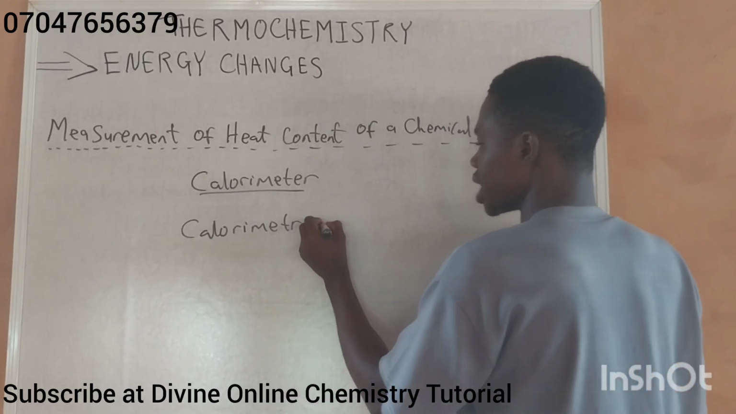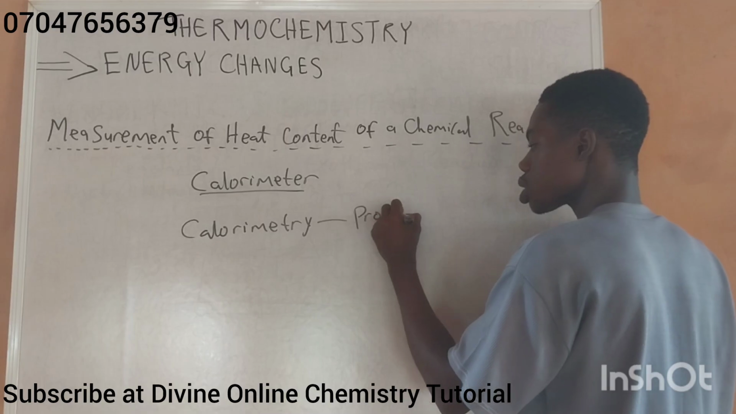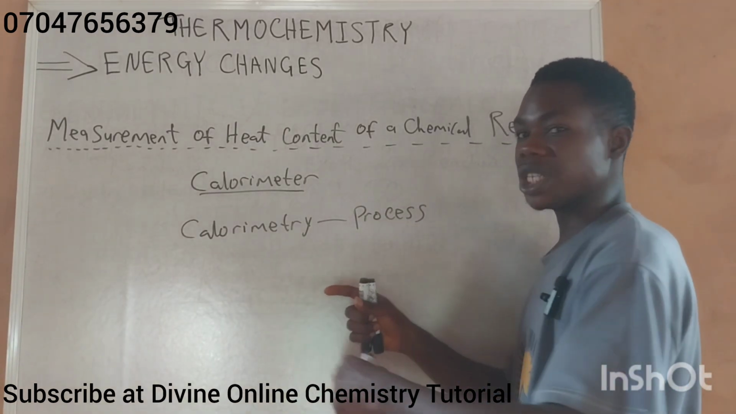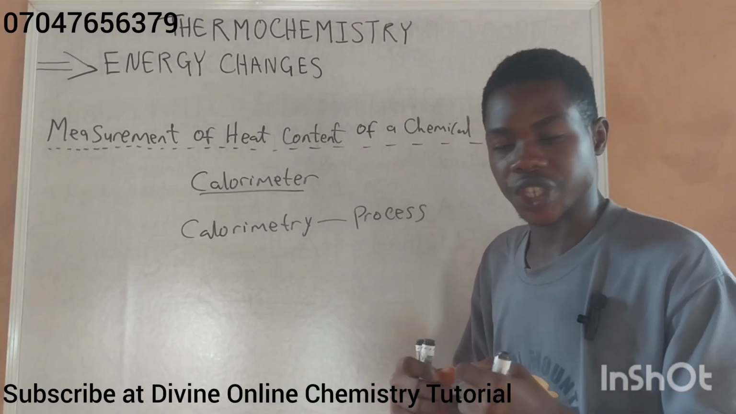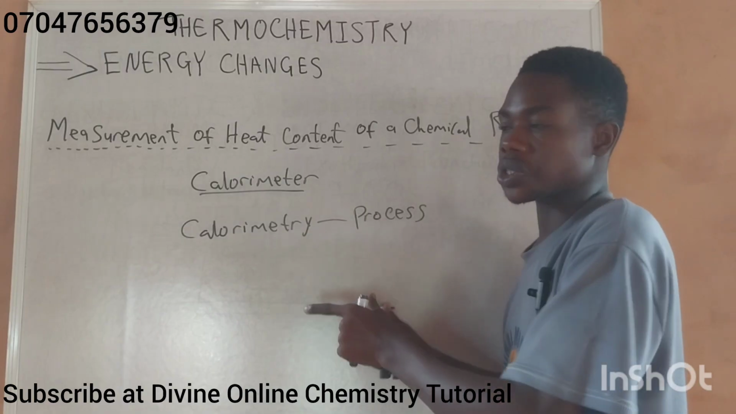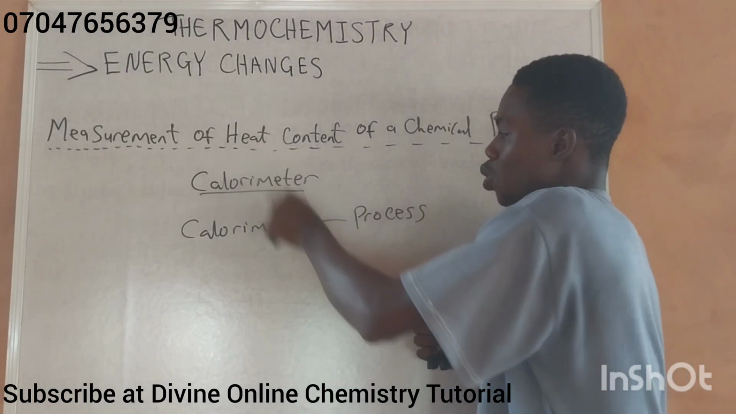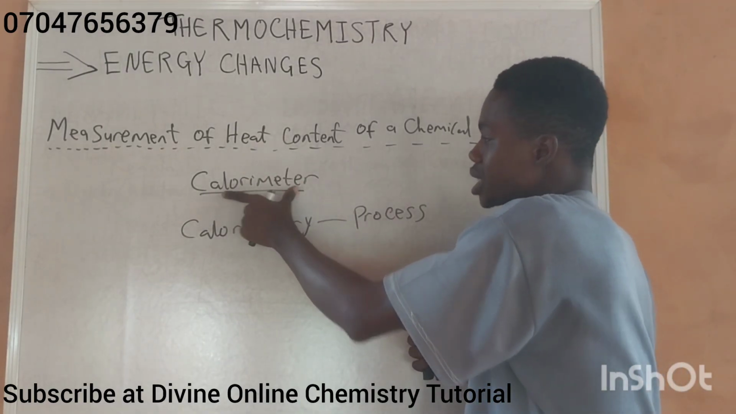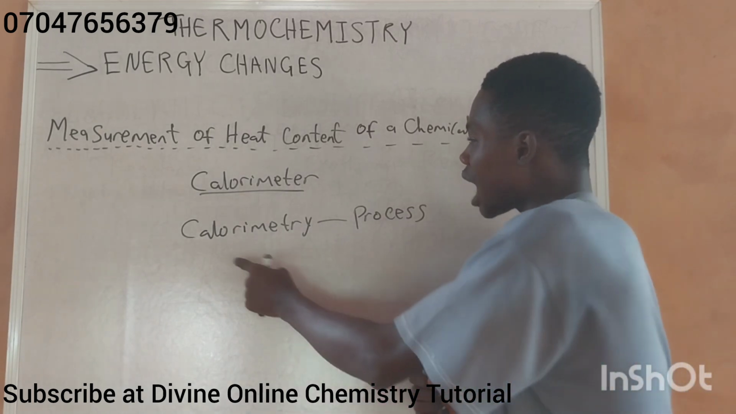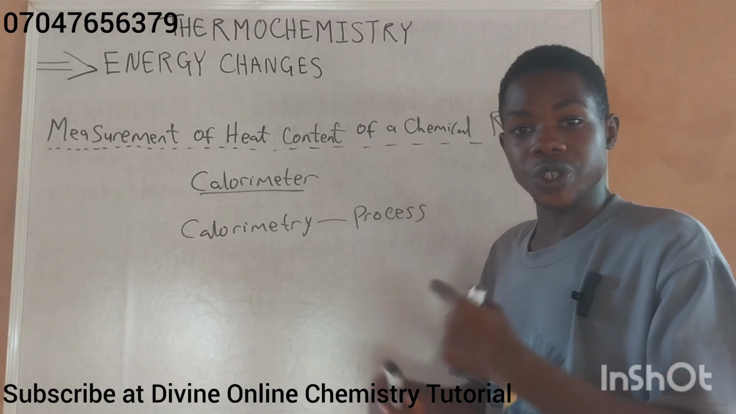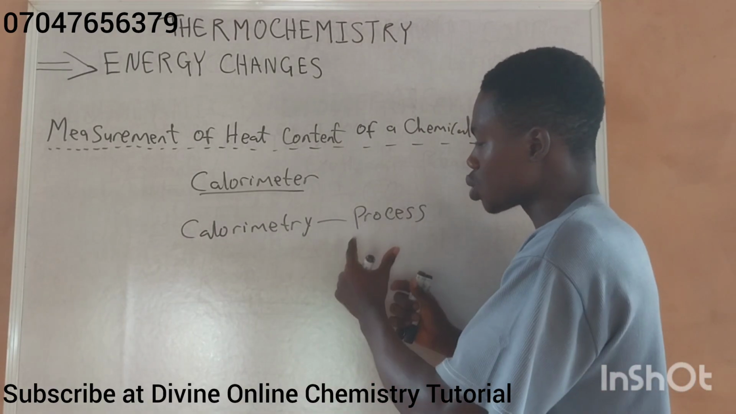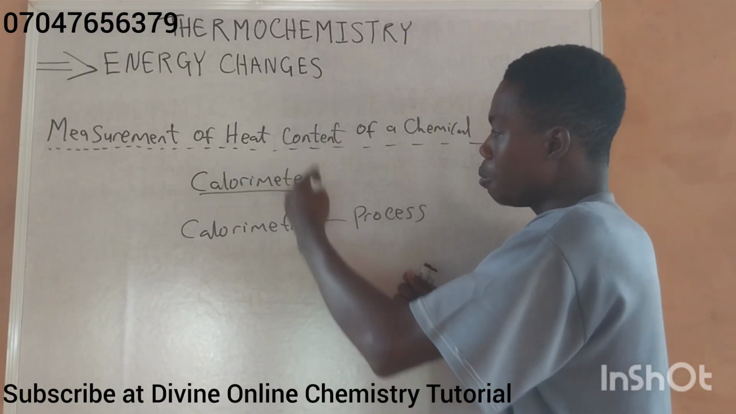So calorimetry is the process of measuring the heat content of a chemical reaction, whereby the instrument for measuring the heat content of a chemical reaction is known as the calorimeter. So don't confuse the both of them. Calorimeter is the instrument, whereas calorimetry is the process of measuring the heat content of a chemical reaction. Take note of this. Don't mix up the both of them.